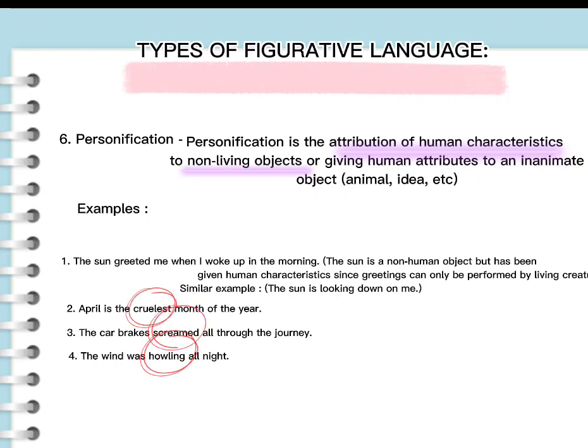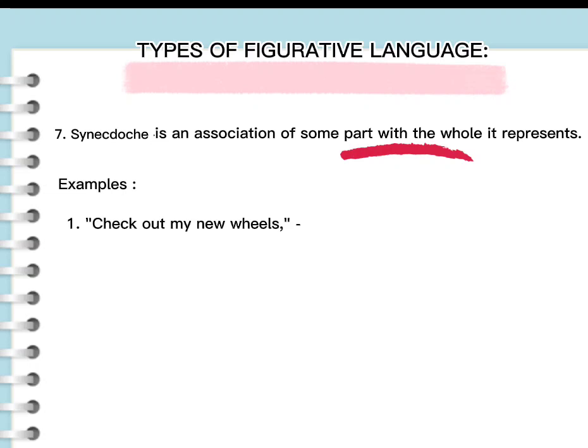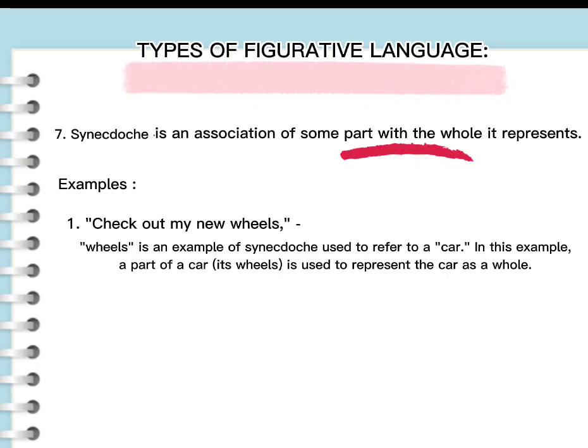Next type is synecdoche. Synecdoche is an association of some part with the whole it represents. Our key phrase here is part of the whole. Now let's have an example. Check out my new wheels. Wheels is an example of synecdoche used to refer to a car. In this example, a part of a car, its wheels, is used to represent the car as a whole. Do you get it now? Yes, you do. Let's have another example.